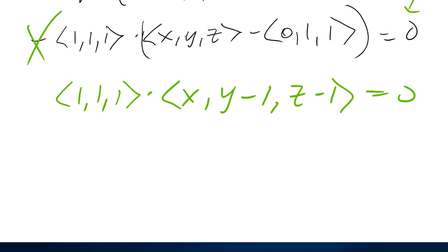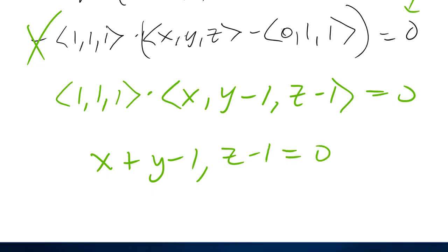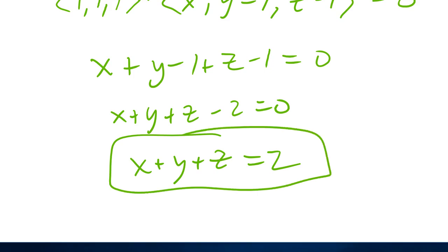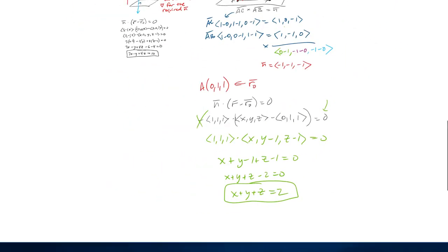And so when I multiply that through, I get 1 times x is x, plus 1 times y minus 1, which is y minus 1, plus 1 times z minus 1, which is z minus 1. This is equal to 0. Not a comma, this is a plus. Dot product is a sum. So I get x plus y plus z minus 2 equals 0. And so it's x plus y plus z equals 2. Now, that's the answer.